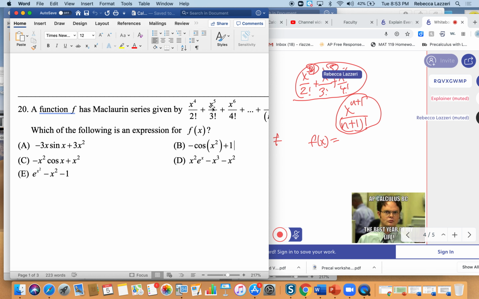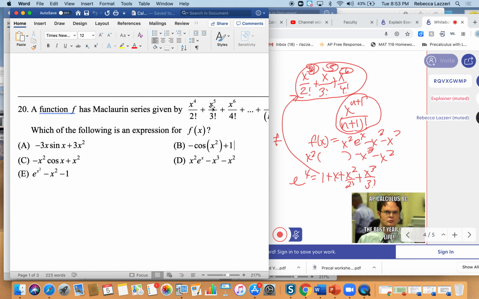So I'm sort of thinking of an e to the x. And e to the x, you know, is 1 plus x plus x squared over 2 factorial plus x to the third over 3 factorial. And I compare it with what I have here. And so now I'm thinking, maybe let's try D: x squared e to the x minus x cubed minus x squared. So let's literally try this polynomial.